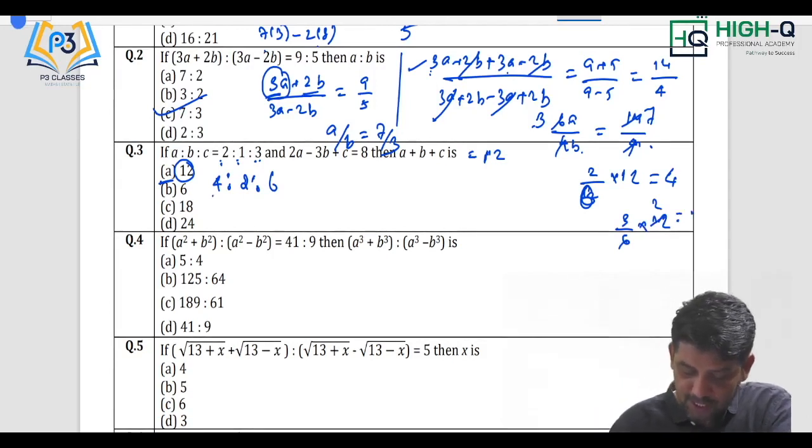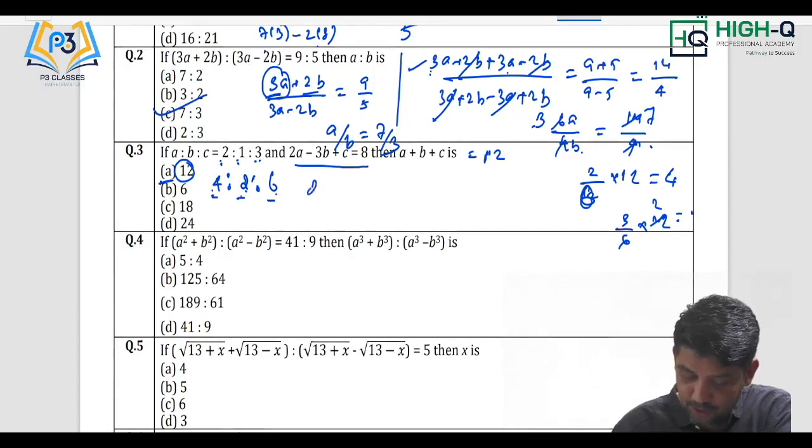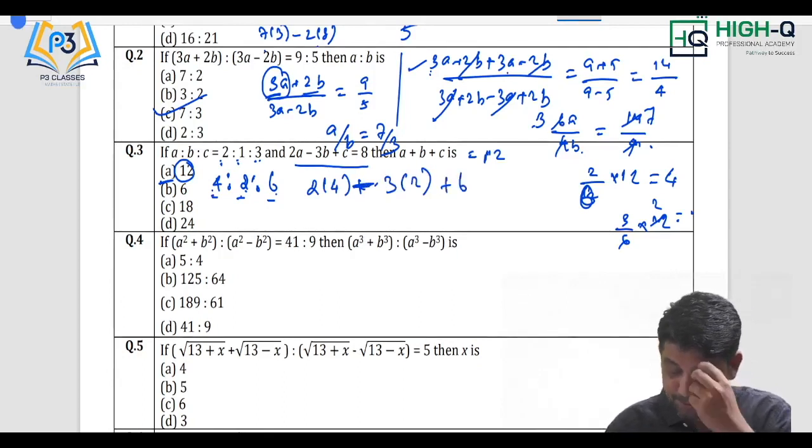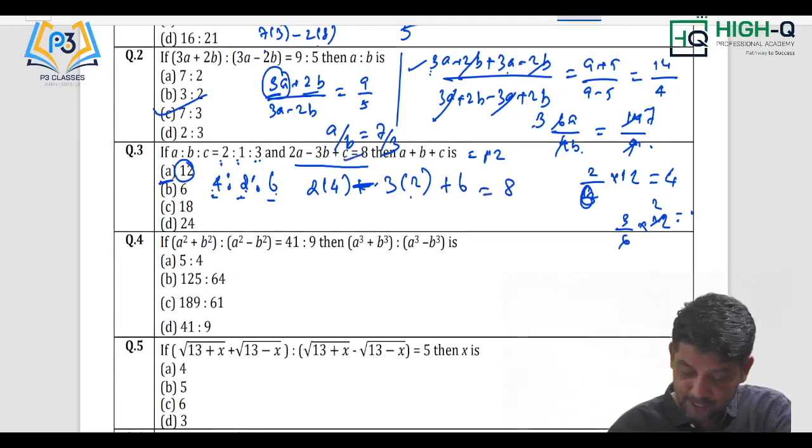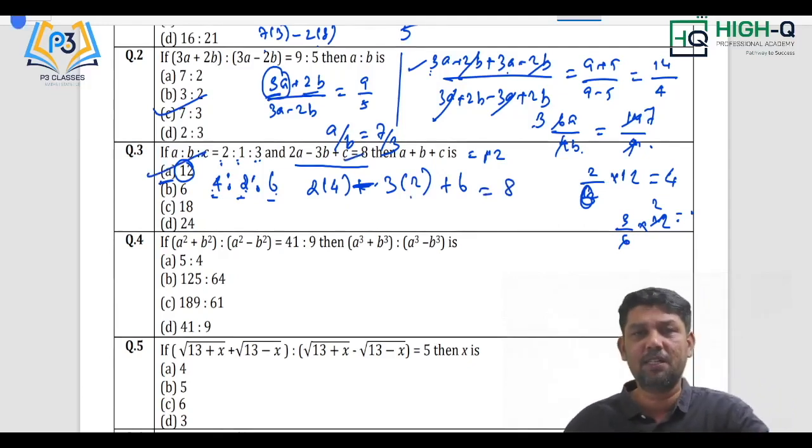Now look at this. Sir, what are you trying to communicate, sir? If it is a, b, c, a plus b plus c is 12 we got. Same values, I'm going to substitute here. 2a minus 3b plus 6: 8 minus 6, 2 plus 6 is 8. Sir, satisfied, sir? Option A. Trial and error method. Simply use the trial and error method, you will get the answer.